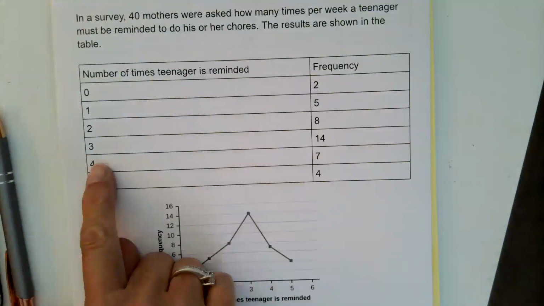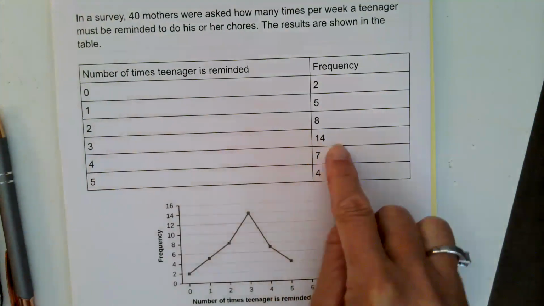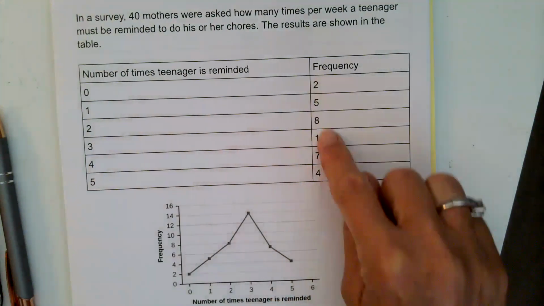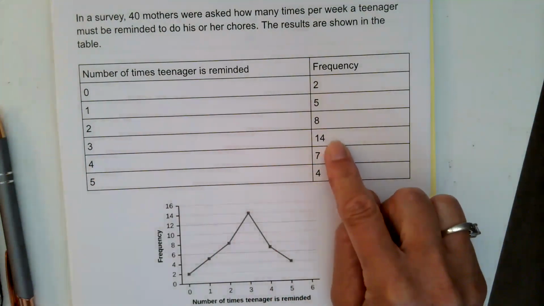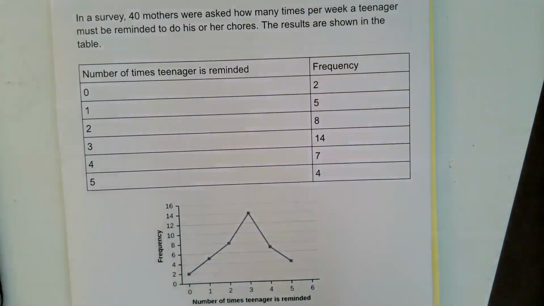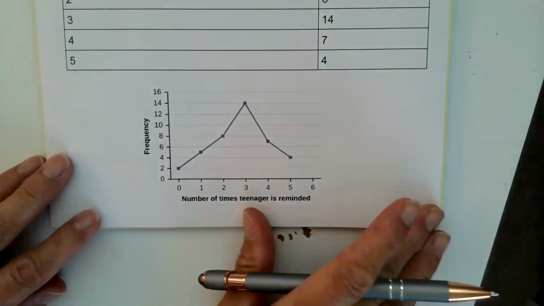So if you have children at home, the average number of times they need to be reminded is 3? Because it looks like that is the peak number where the majority of children, teenagers, need to be reminded 3 times. 14 of them said 3 times. And so you can see that in the graph that I created for you. I'm not going to create any of these. Just going to show them to you.